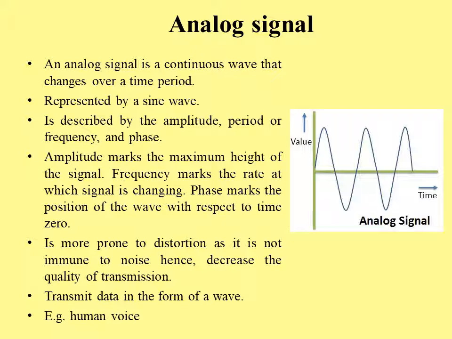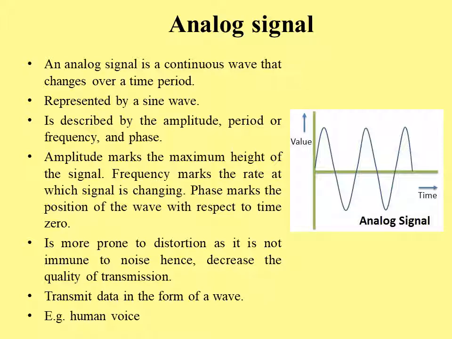Now, this analog signal is more prone to distortion as it is not immune to noise. Basically, noise adds up to this signal, so the quality of transmission generally decreases. And basically, an analog signal transmits data in the form of a wave. The best example that we can give for an analog signal is the human voice.